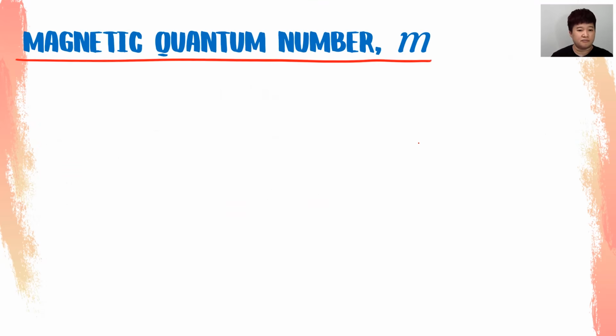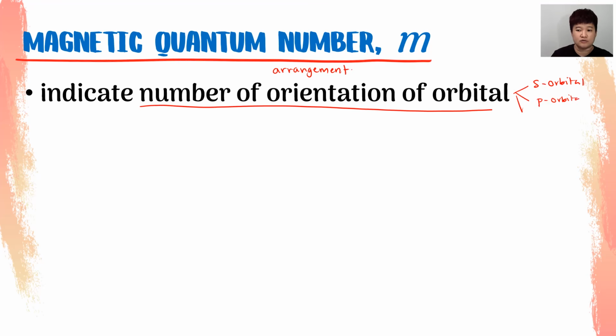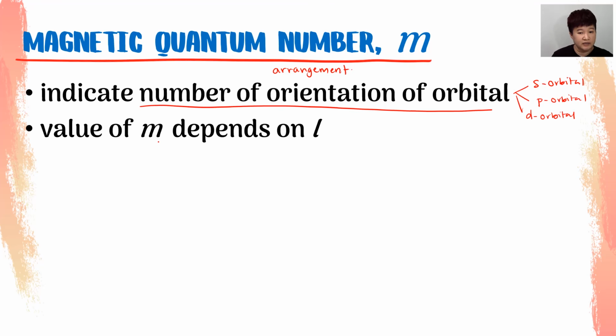Next, we have the magnetic quantum number m. So what actually is the magnetic quantum number? It indicates the number of orientations of the orbital. Orientation means arrangement. It shows the number of arrangements that we can have for each orbital. Bear in mind, we have 3 orbitals in our syllabus: the s orbital, the p orbital, and also the d orbital. The m value depends on l, and m will be equal to negative l until 0 until positive l. What do I mean by this? When l is 3, then my m will be negative 3, negative 2, negative 1, 0, positive 1, positive 2, and positive 3.